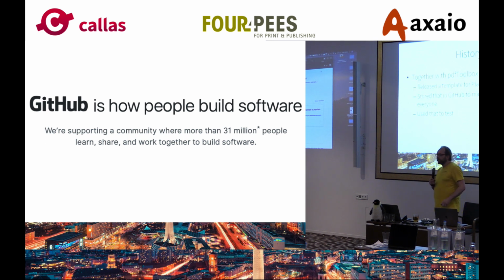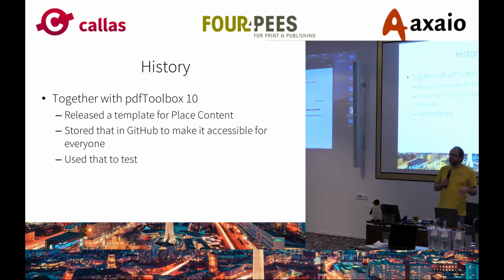A little bit of history. We've covered this this morning to some extent in the presentation, so I'm not going to dwell too long with it. But together with PDF Toolbox 10, we released a GitHub and that had a place content template, a new place content template on it. And we kind of tried that to try things. That's what it more or less boils down to.